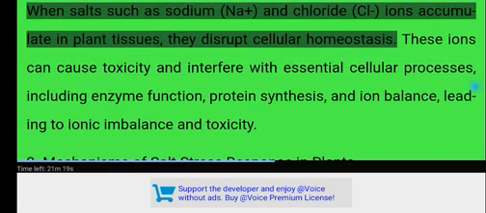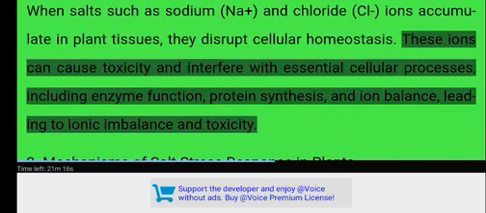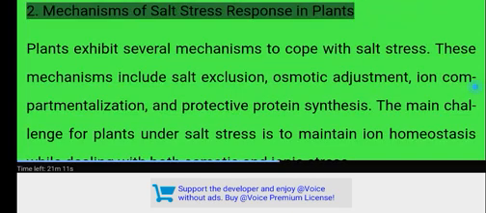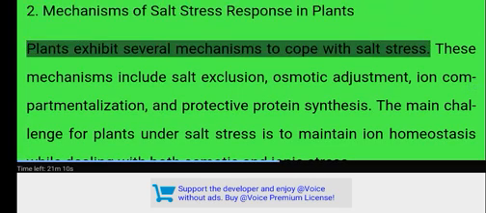B. Ionic stress. When salts such as sodium, Na+, and chloride, Cl-, ions accumulate in plant tissues, they disrupt cellular homeostasis. These ions can cause toxicity and interfere with essential cellular processes, including enzyme function, protein synthesis, and ion balance, leading to ionic imbalance and toxicity. 2. Mechanisms of salt stress response in plants. Plants exhibit several mechanisms to cope with salt stress.